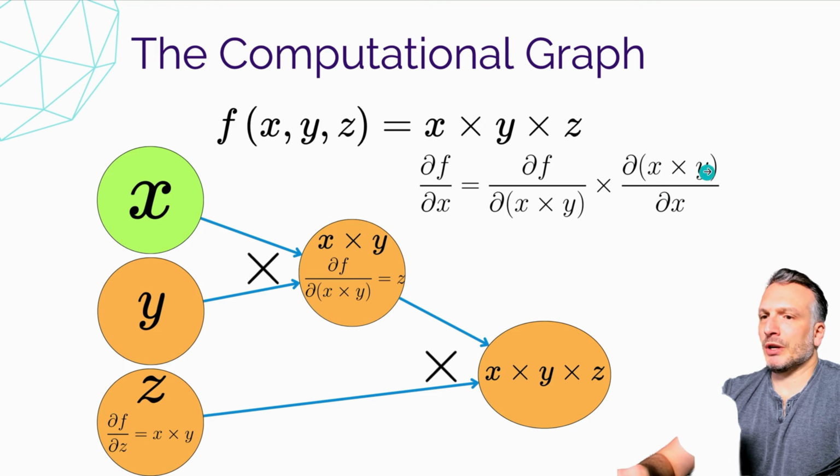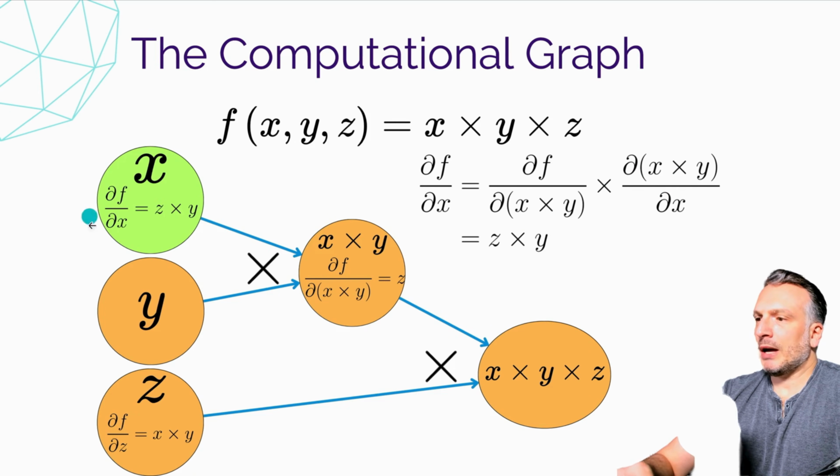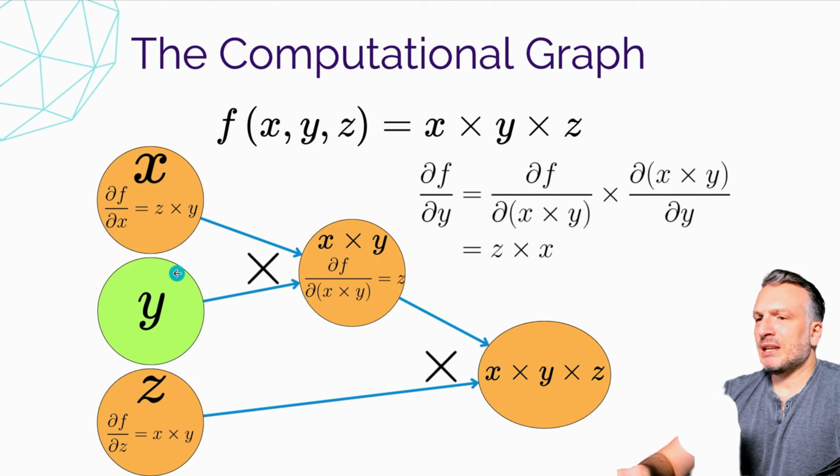Because this is a simple product, I just need to remove x to get the actual derivative. So this will give me y. So we end up with z, because this was the derivative of f with respect to x times y, times y, because y is the result of the derivative of x times y with respect to x. And now I can store it in x. So you see that I don't need to know what f was to compute the derivative of f with respect to x. I just need to follow the computational graph and take the previous value that was computed in the graph. I can do the same thing with y.